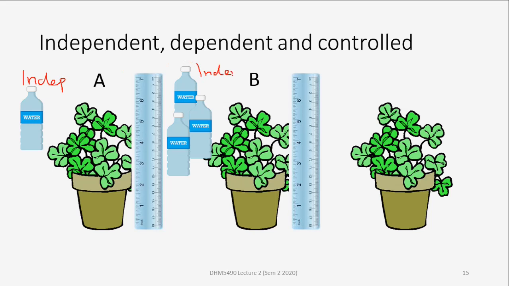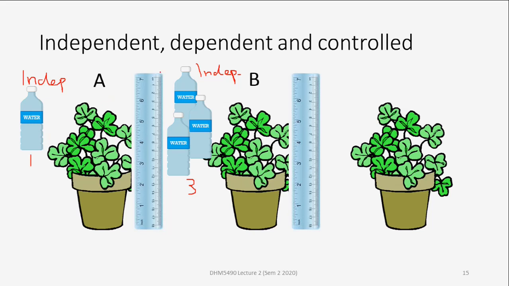I may think that if I put more water into the pot, then the plant will grow taller and it will grow faster and it will grow stronger. Is it so? I measure this phenomenon by a ruler. Maybe I just use one bottle of water for irrigation in set A, but I use 3 bottles of water for irrigation in set B. So the independent variable in this case is the amount of irrigation water.